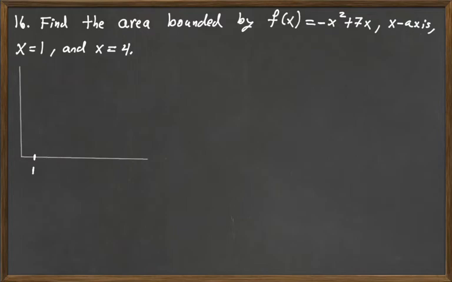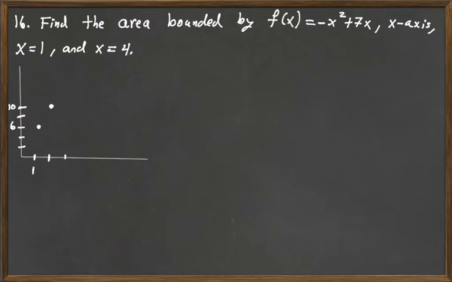So we're going to start at 1, and if I just plug in 1, I'm going to have negative 1 squared plus 7 times 1. So it's going to be negative 1 plus 7, which is 6. Okay. I'll plug in 2. It's going to be negative 2 squared, which would be negative 4, plus 7 times 2, which is 14. So it's going to be 10.